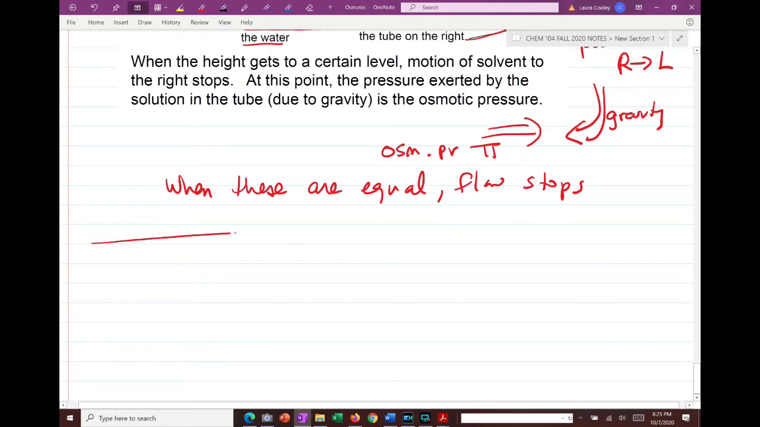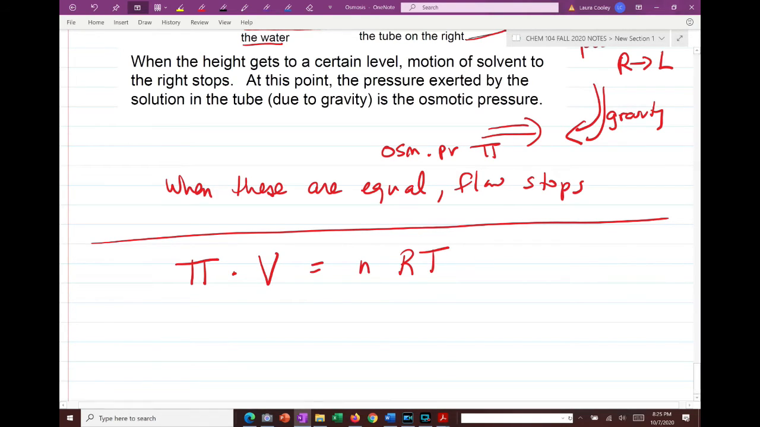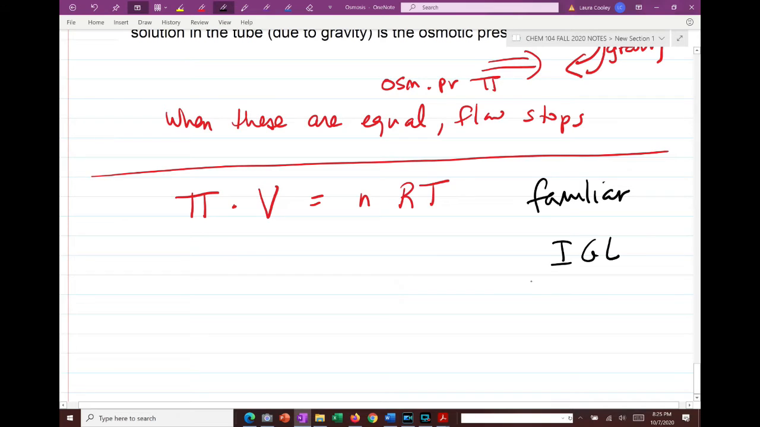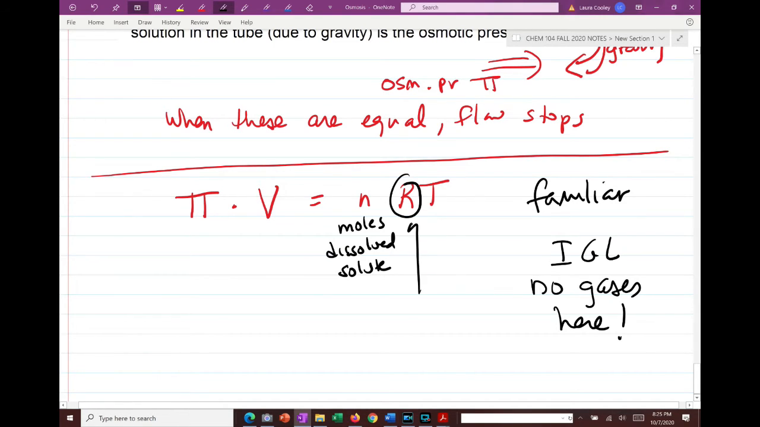And we have a very nice formula for osmotic pressure, and it's going to look really incredibly familiar to you. Look at that. Pi V equals nRT. Gee, that sort of looks like the ideal gas law, except not really, because we're not talking about gases. No gases here. So what does this mean? This n is the number of moles of dissolved solute. This R is the gas constant, the same number, which is really bizarre, but true.